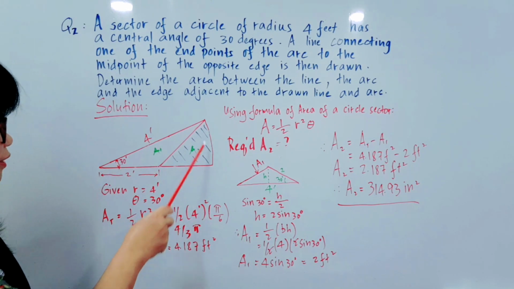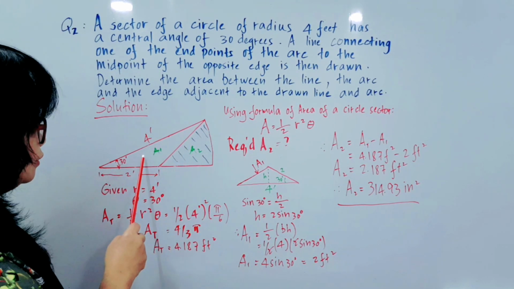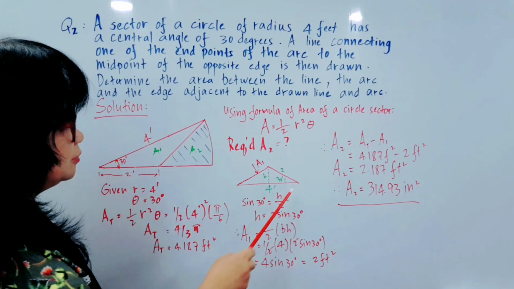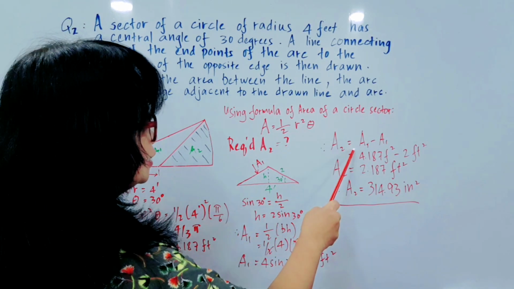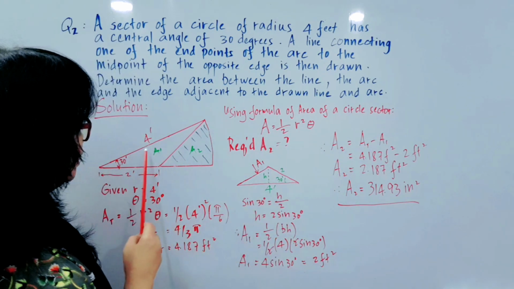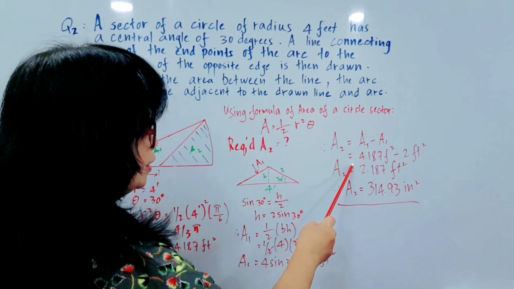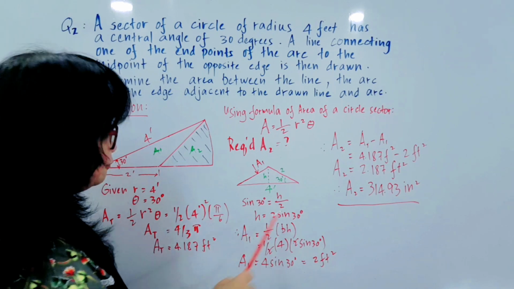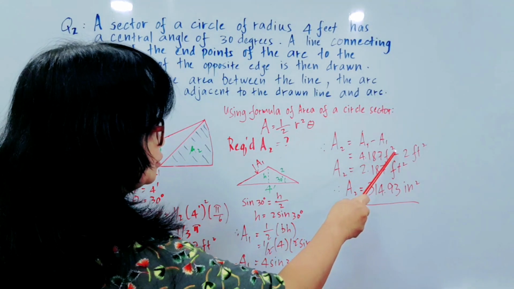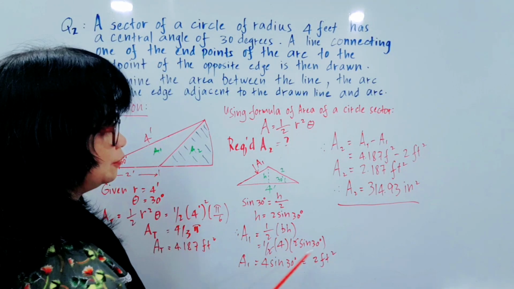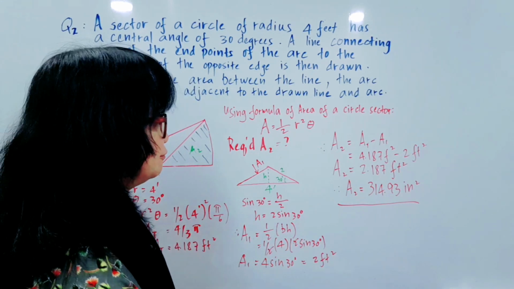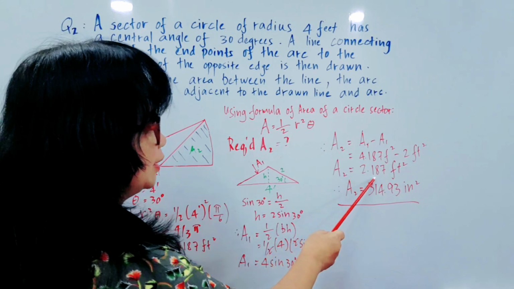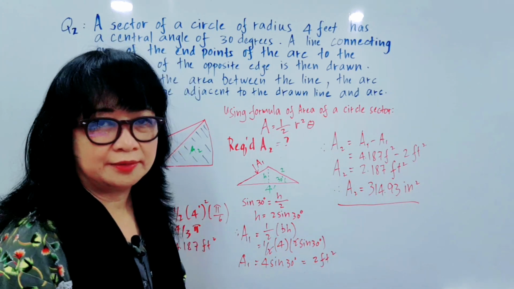Now we have the total area and we have area 1, so we can solve area 2 by subtracting area 1 from the total area. The total area is 4.187 square feet minus area 1, which is 2 square feet. Area 2, therefore, is equal to 2.187 square feet.